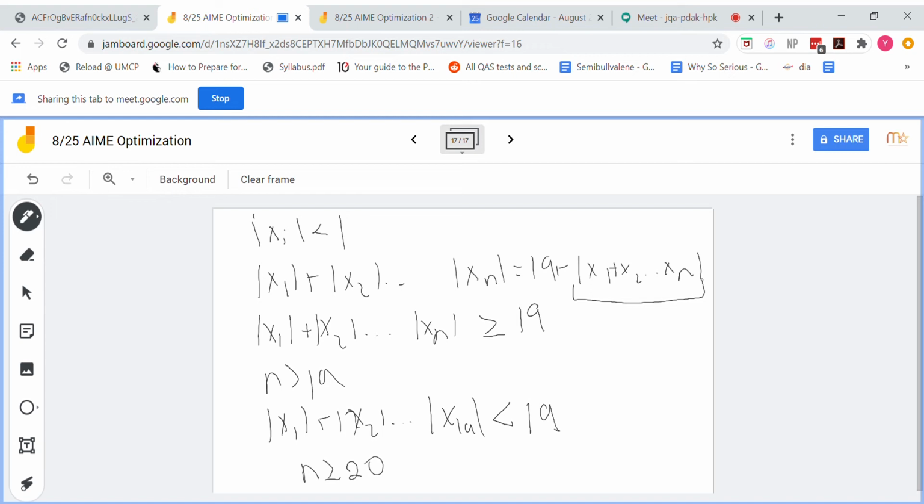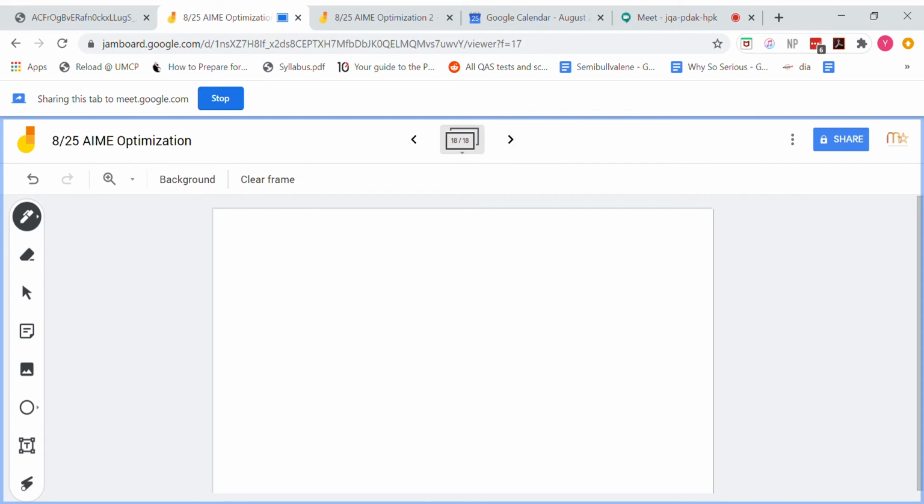So where can we go from here then? So first thought, obviously, is it possible if n equals 20? We know n has to be at least 20, but is it possible if n equals 20? And so we can try that. So what happens if n equals 20?